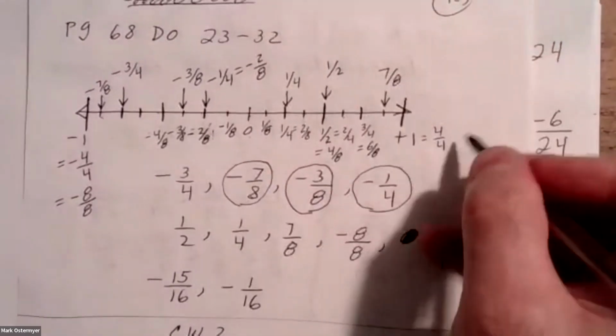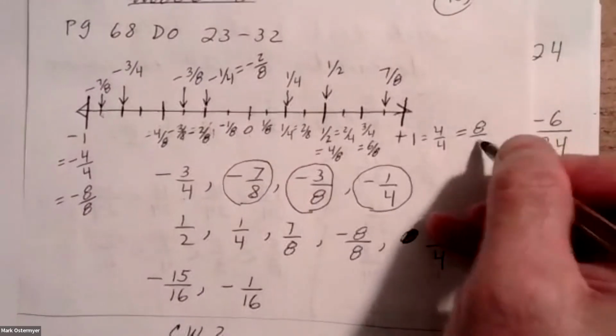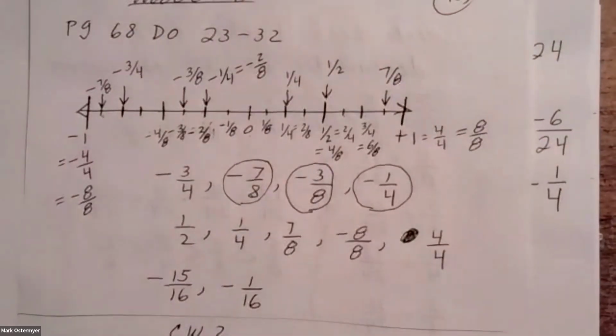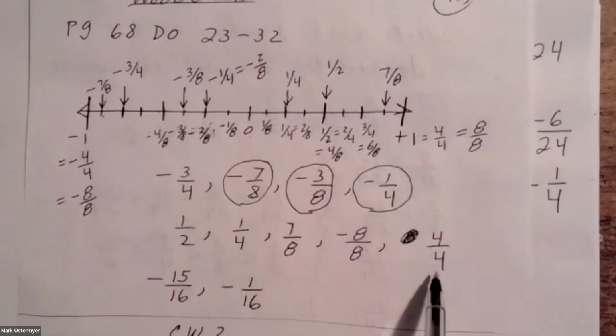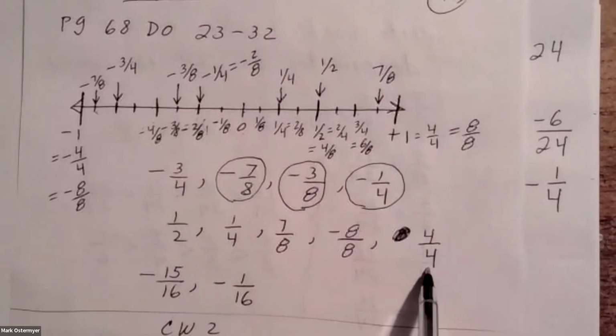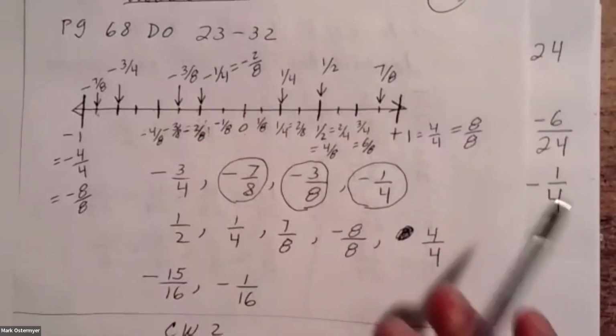And another name for 1 is what? 8/8. Do you agree? This would be 8/8. Do you see how this is working here? How we're partitioning the scale up into whatever units we need to locate these fractions here? Where would be 4/4? At the 1. That's right. 4/4 is right there. Same thing as 1, correct?